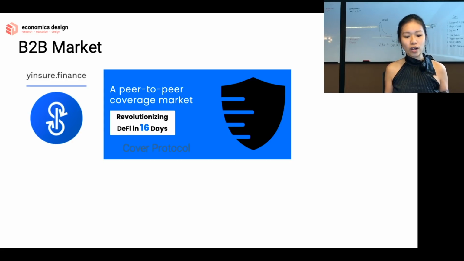So there's one called Cover Protocol. They are trying to do a peer-to-peer coverage market. They also white label the insurance models or the insurance cover that's provided by Nexus Mutual, and they resell it to the market. So that's the Cover Protocol. It used to be called Safe, and they renamed it to Cover. And you can check them out, Google them, and you can learn a bit more about what they do.